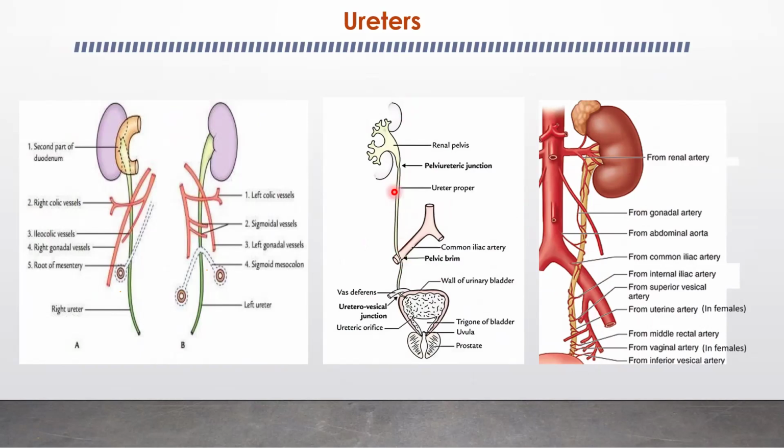And then the three constrictions: the pelviureteric junction, at the pelvic brim, and at the entry, the ureterovesical junction, as it enters the bladder. Then the last one now is this one. Now this one is regarding the layers. So the layers and the relations. So at this point, the most important one is now the water under the bridge.